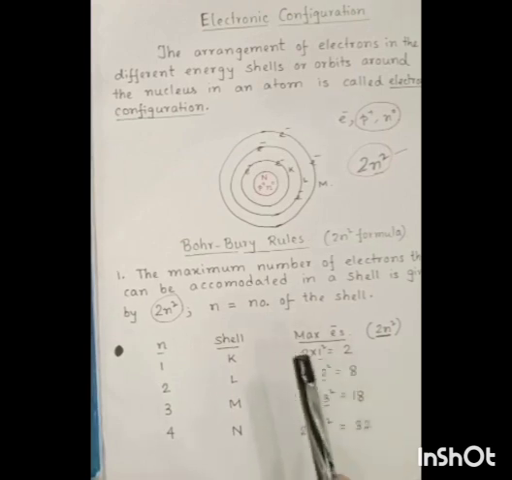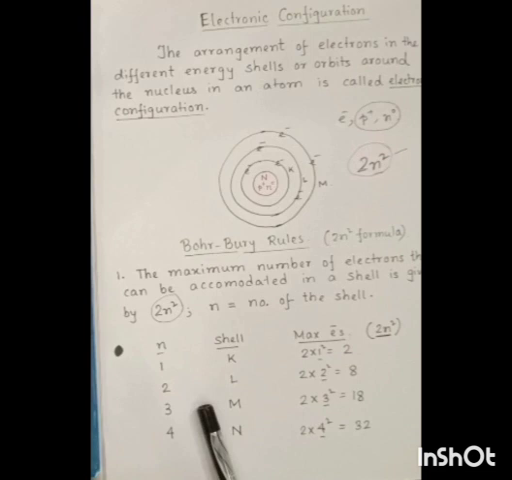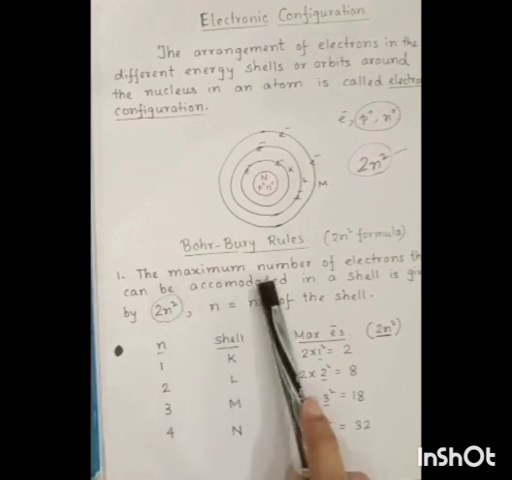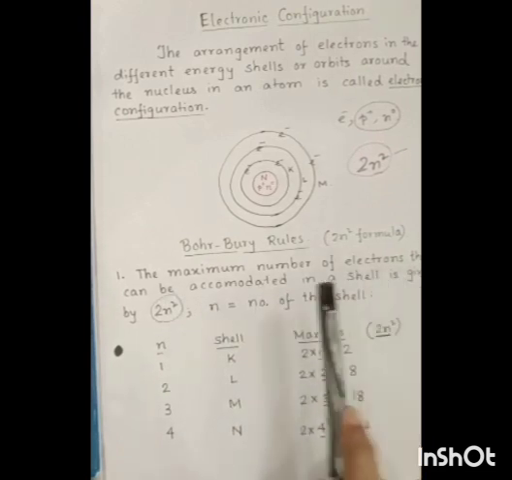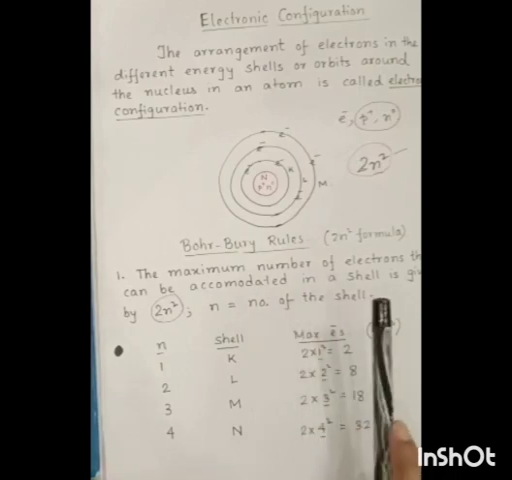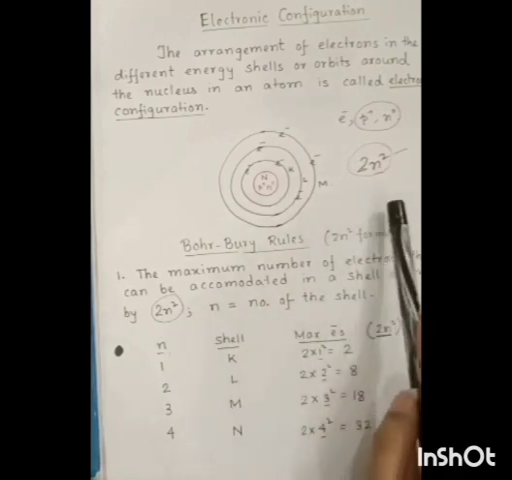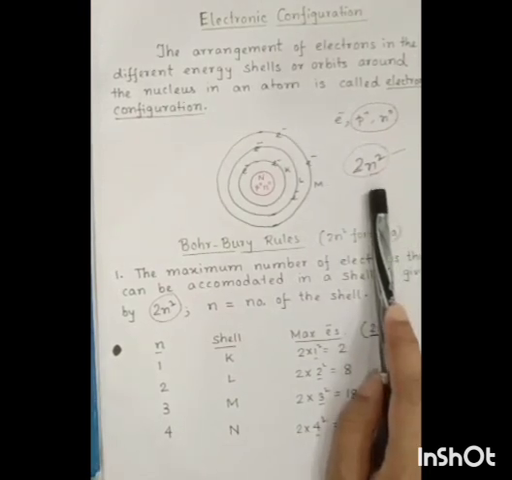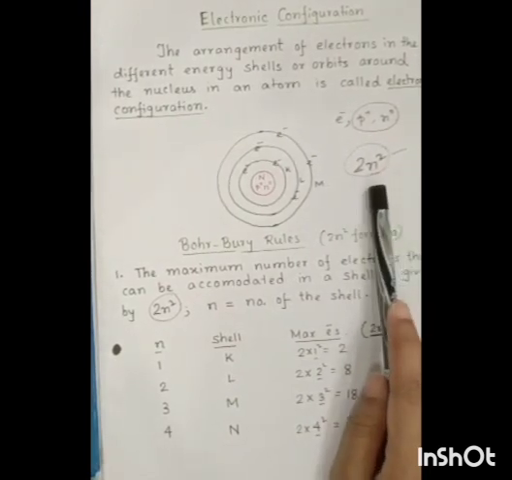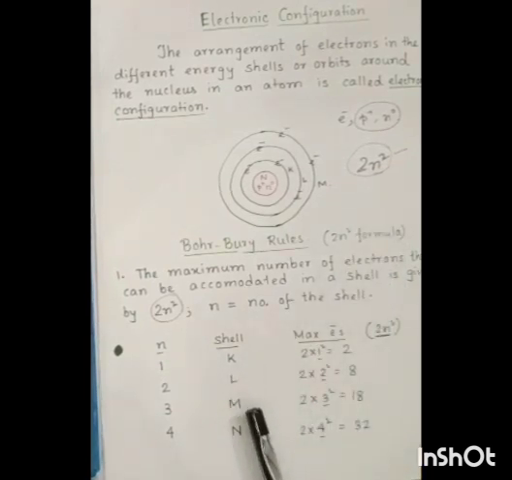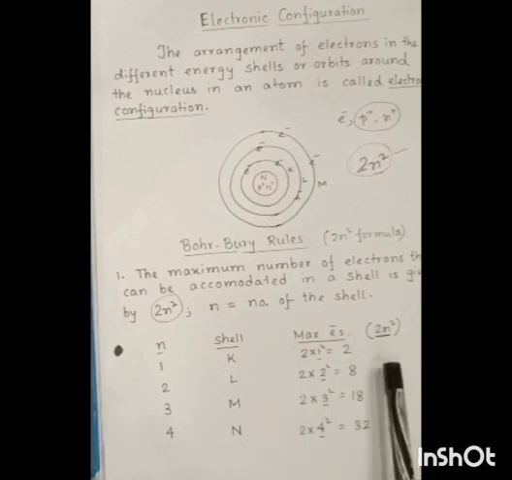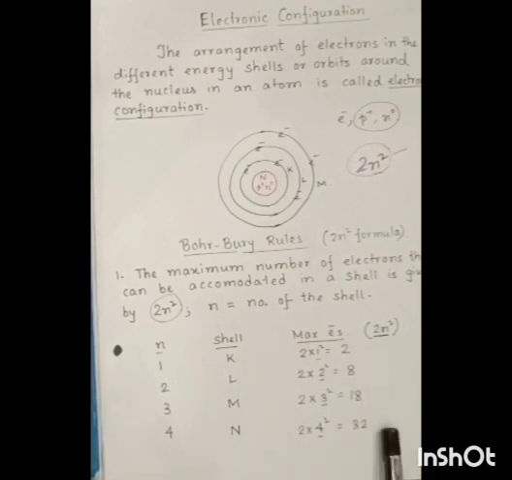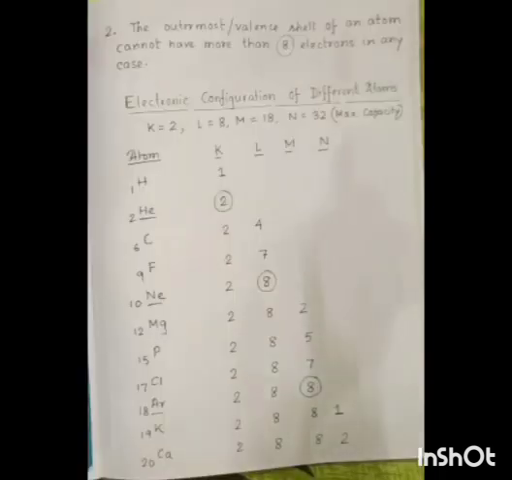So that's all about the first rule of Bohr-Bury rules, which is that the maximum number of electrons that a shell can accommodate can be calculated by the formula 2n square, where n is equal to the number of the shell. And according to this formula, K, L, M and N shells can accommodate maximum 2, 8, 18, 32 electrons respectively.